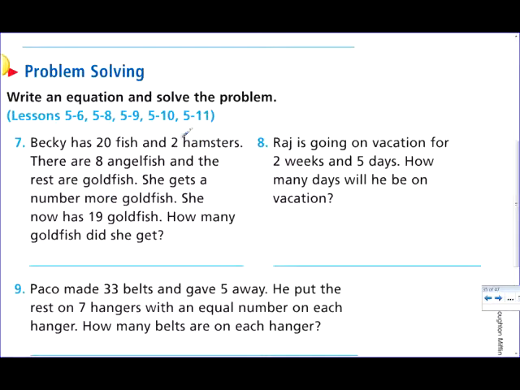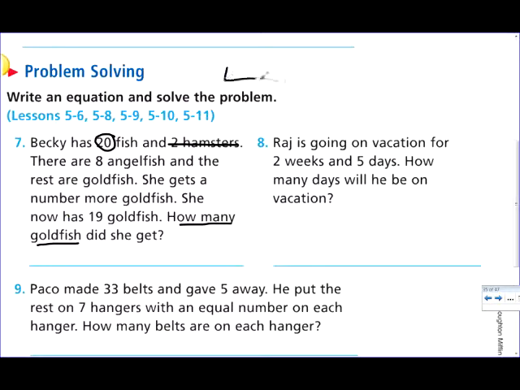Do we need to know the hamsters if we need to find out the goldfish? No. We can actually cross out the hamsters. We don't need that information. But do we need to know how many angelfish there are? We do. Let's see if we can take this number, 20 fish, and how many angelfish were there?